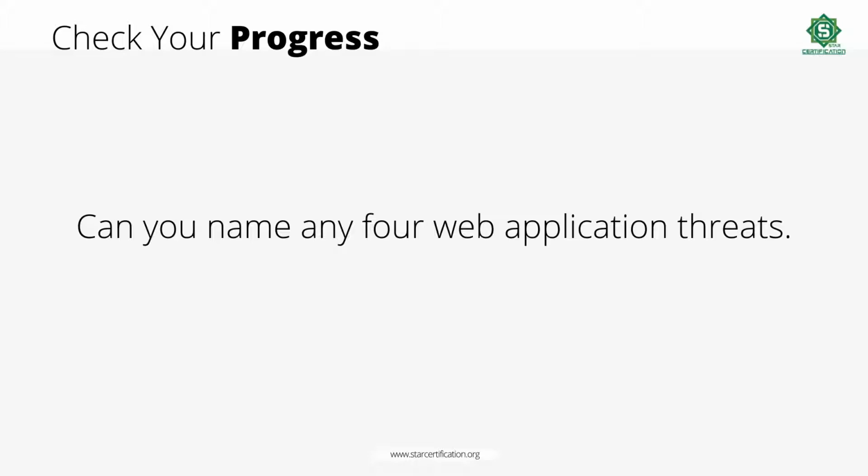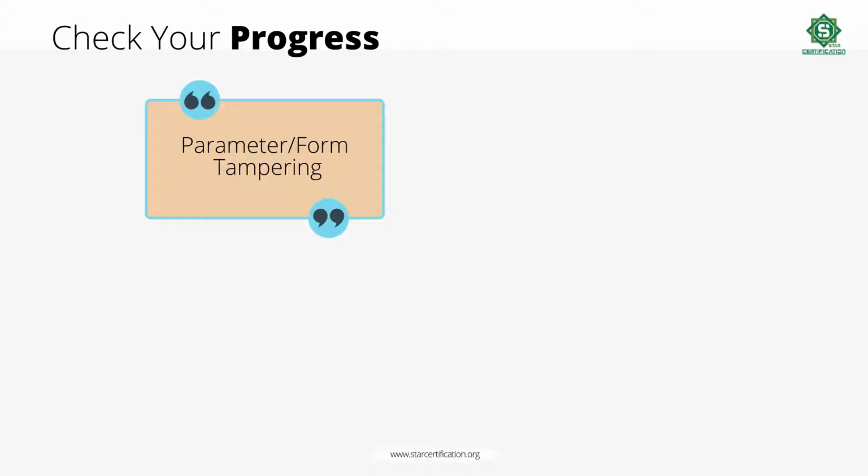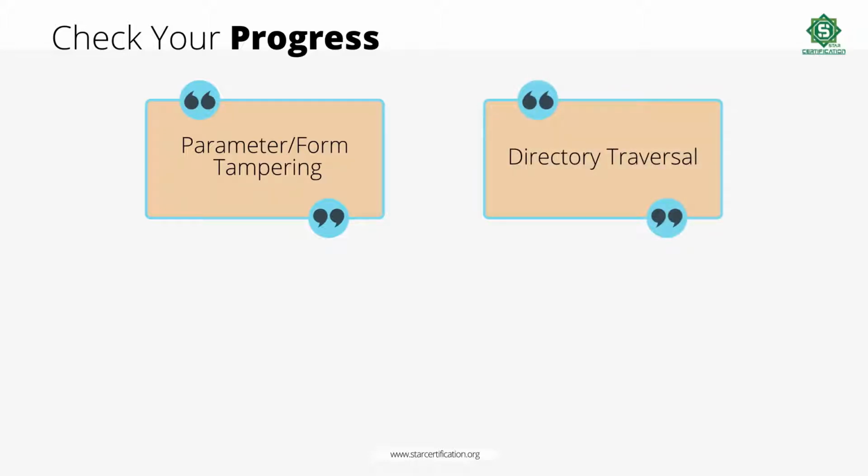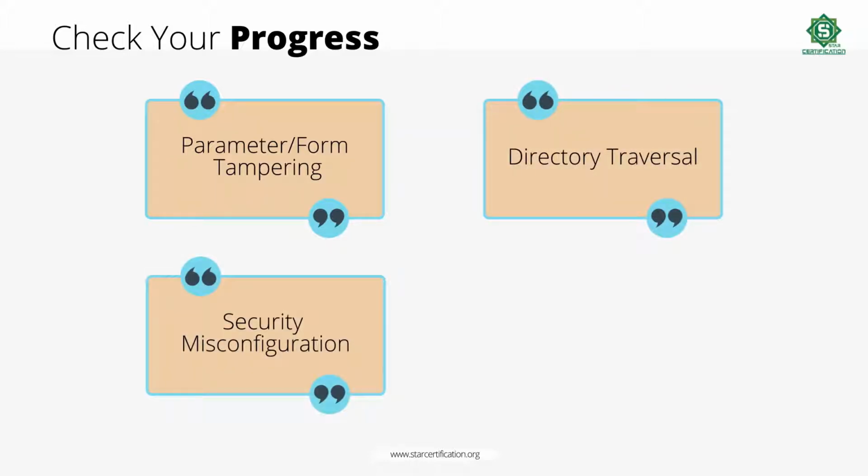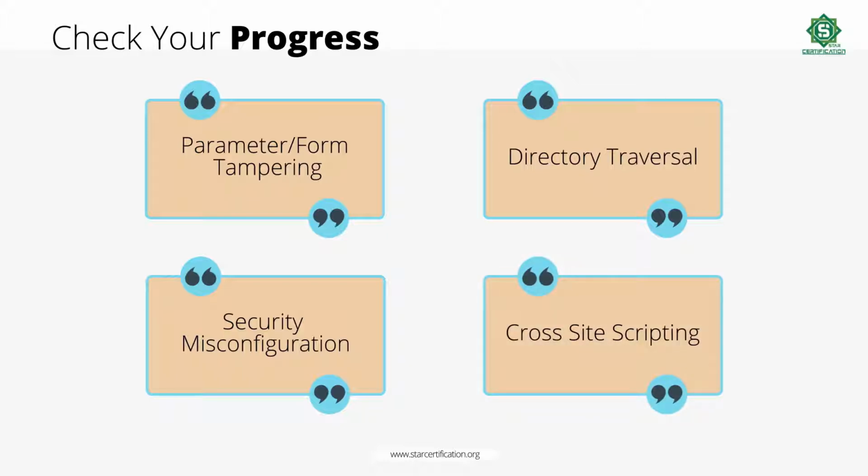In this section, we have learned about web application threats and vulnerabilities. Now, let's check your understanding. Name any 4 web application threats. Some of the web application threats are parameter form tampering, directory traversal, security misconfiguration, cross-site scripting.